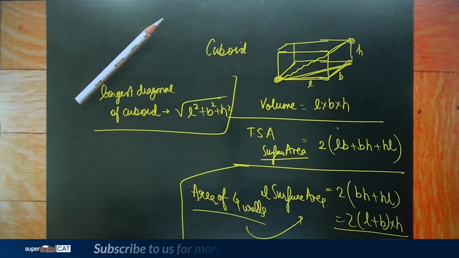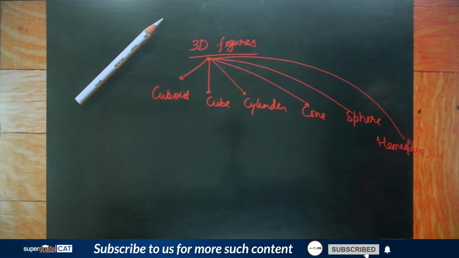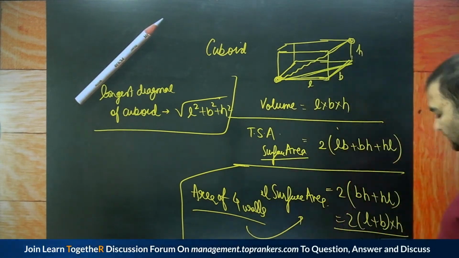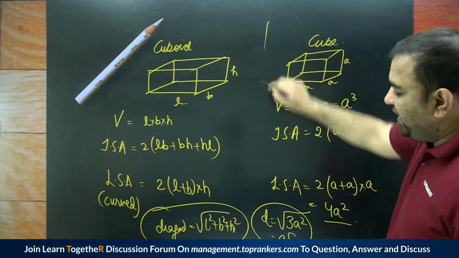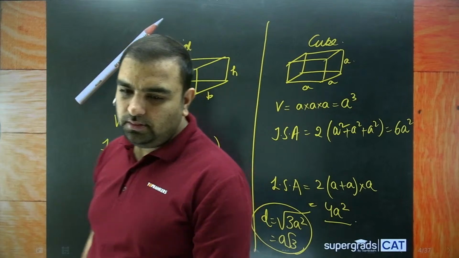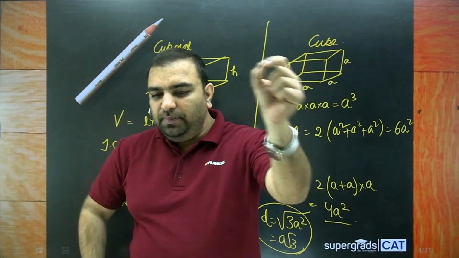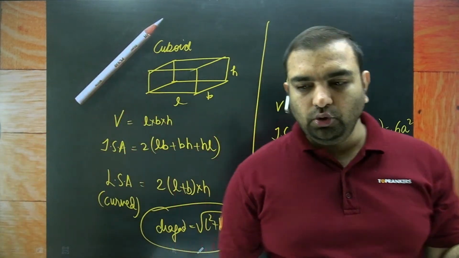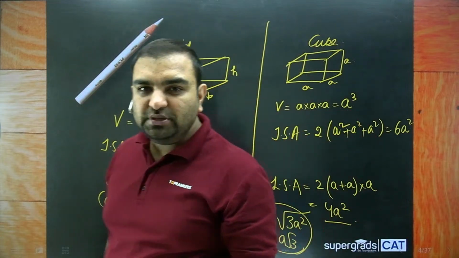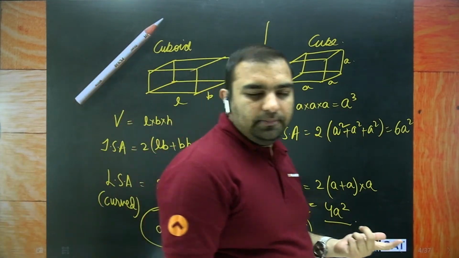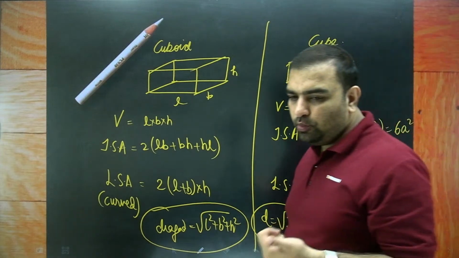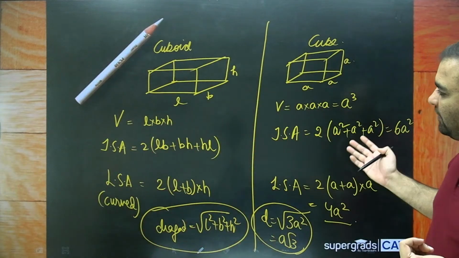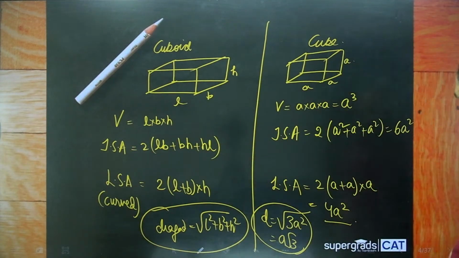If you want to have a look once more, this is where we have started. Everything about cuboid, the comparison of cuboid and cube. Cuboid sides were L, B, H; cube every side is A, A, A. So there is no distinction between cuboid and cube, only that cube is a special type of cuboid where all sides are equal. Nothing else. So if you don't even remember the formulas, you can make them by yourself.